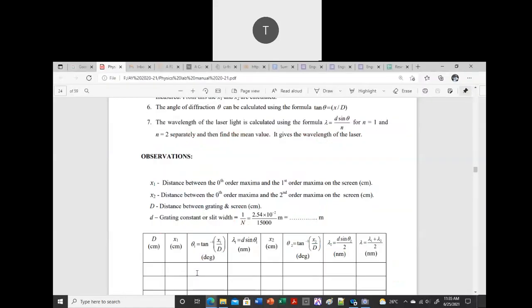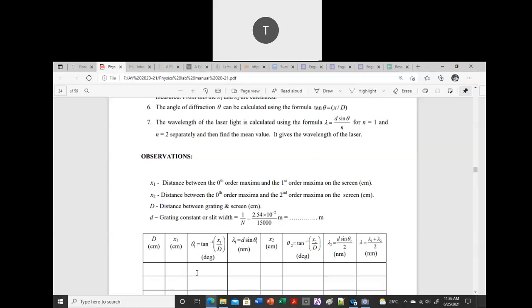Then you are going to make this tabular column. You can see here you are getting x1. Then you get theta 1 as I explained. The mathematics is theta 1 equals tan inverse of x1 by D. D is the distance between the grating and the screen, so it will be in centimeters. Then you get lambda 1. Lambda 1 is actually d sin theta 1 by 1. They are not writing the divide by 1, because dividing by 1 leaves d sin theta 1, so they write it directly.